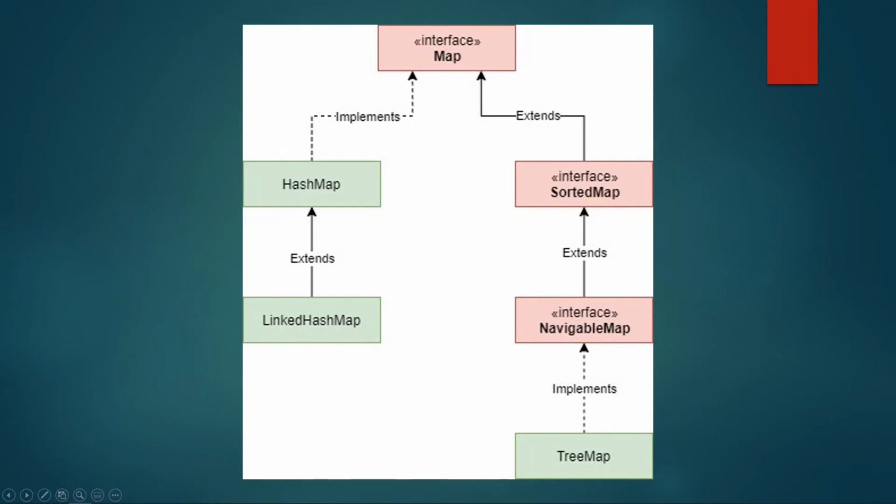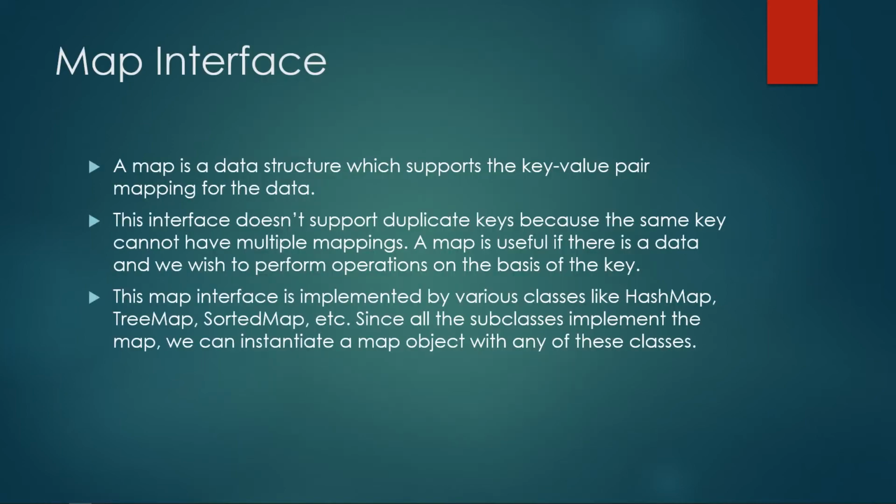So let's start by taking a look at the map interface. A map is a data structure which supports the key value mapping for data. This interface doesn't support duplicate keys because the same key cannot have multiple mappings. A map is useful if there is data and we wish to perform operations on the basis of the key. This map interface is implemented by various classes like hash map, tree map, sorted map, etc.